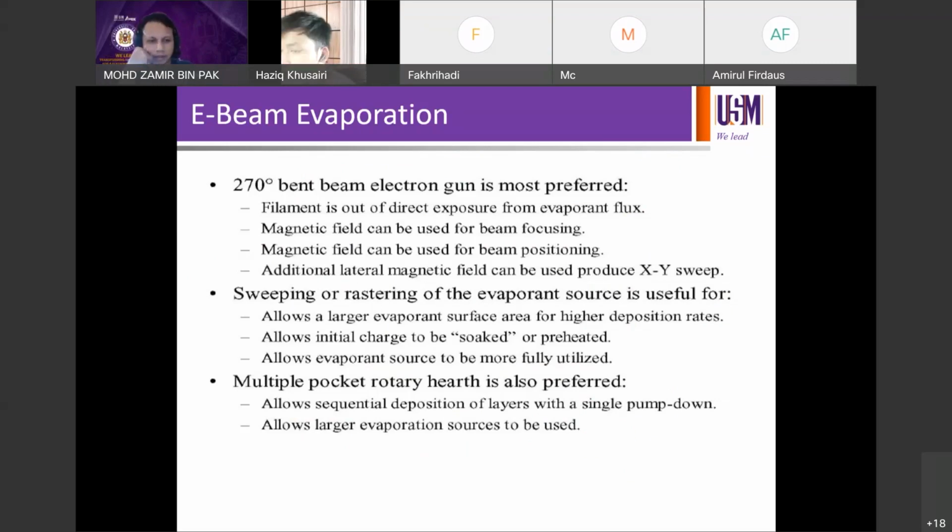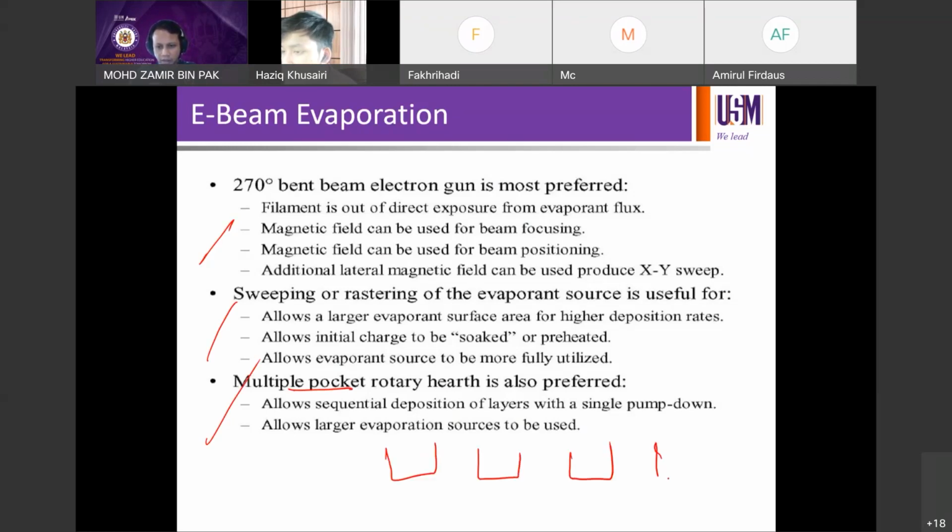Bend, using magnetic flux, magnetic field. Sorry. An additional electrical field can also be used to produce a sweep, an XY sweep. It can also be done. That's another feature. So this is all the processing, the mechanism involved. Multiple pockets can also be used if you have more than one material to be evaporated.